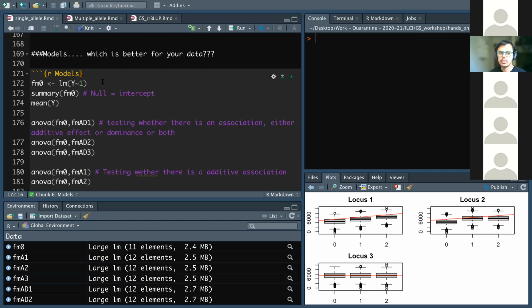I think so. Do you want me to discuss the...? Oh yeah, what I need is from the ANOVA outputs. From R. I want to know when we decide, or conclude, whether there is an additive effect or dominance or both. Okay, that is a great question.